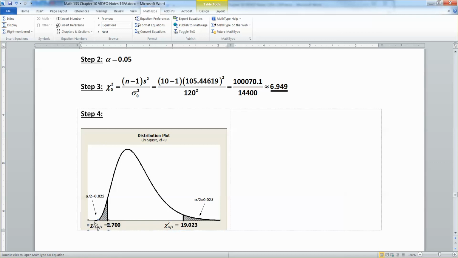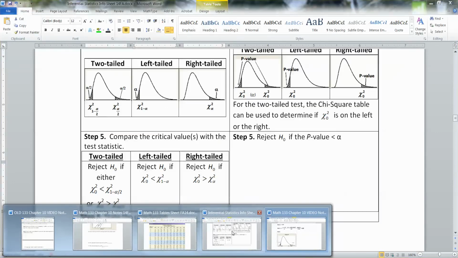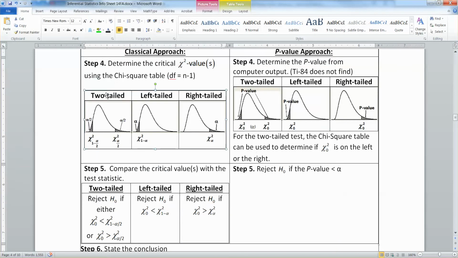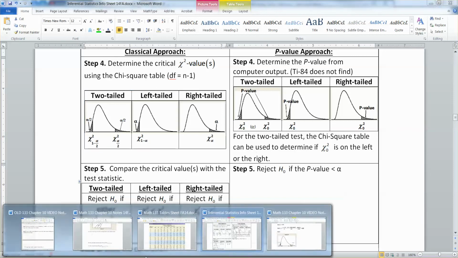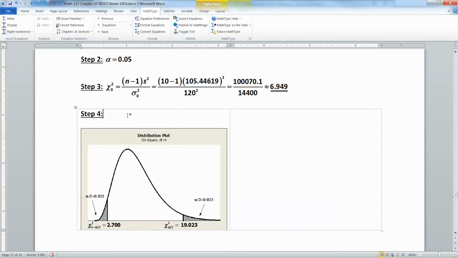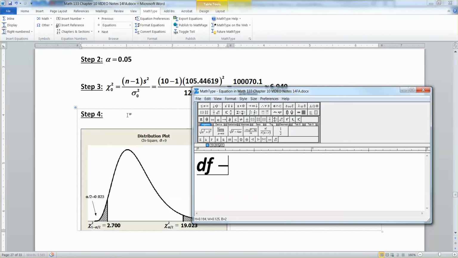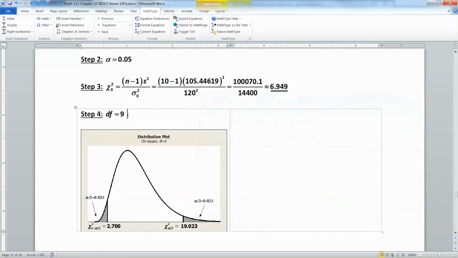So let's keep in mind that it says right in the two-tailed test inferential statistics sheet right here. If you look at the two-tailed test, it says you need alpha over 2, then you need chi-squared 1 minus alpha over 2, and chi-squared alpha over 2. So we're going to need to spend some time figuring out a couple things. First thing we need to know is our degrees of freedom. Degrees of freedom, if you remember, is n minus 1, which is 9. So that'll be the row that we go to in our table.